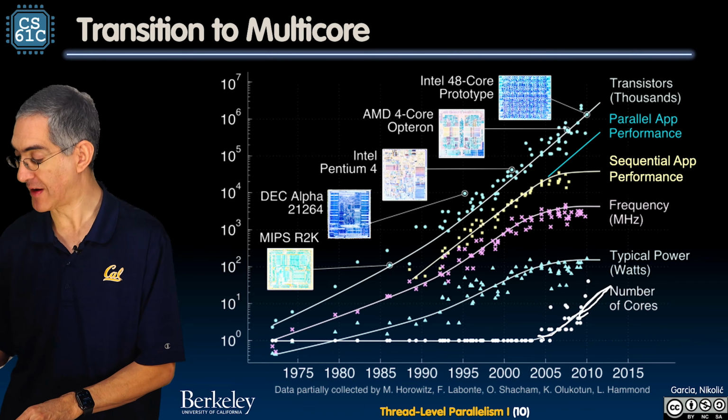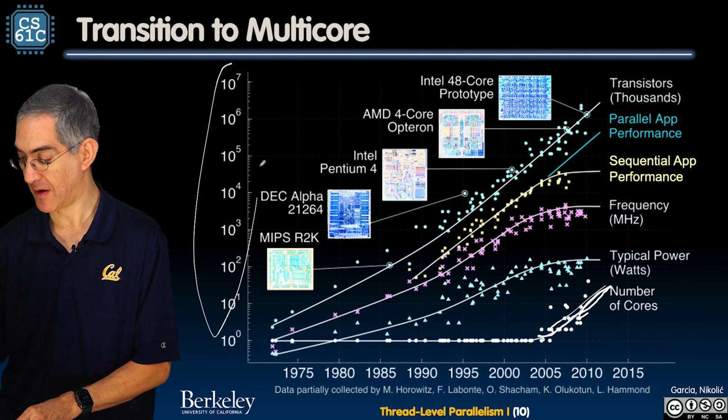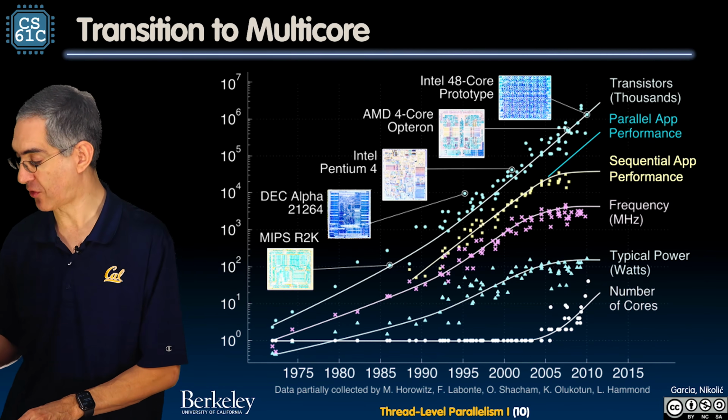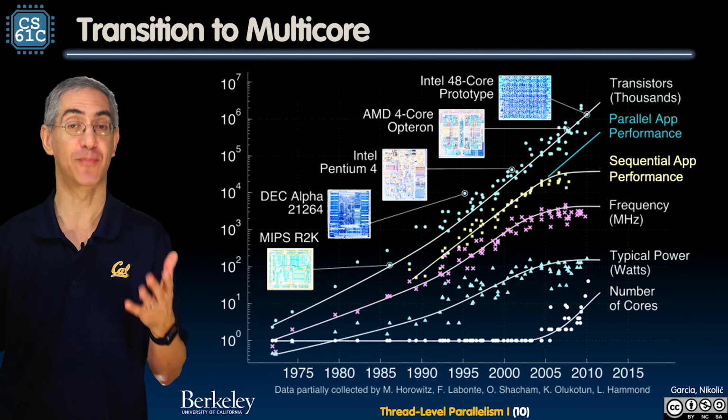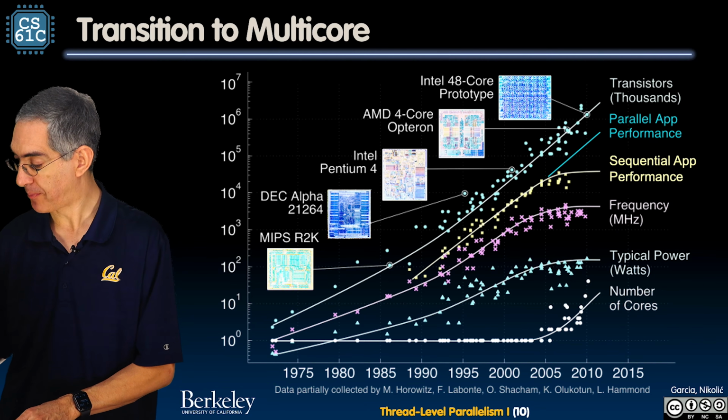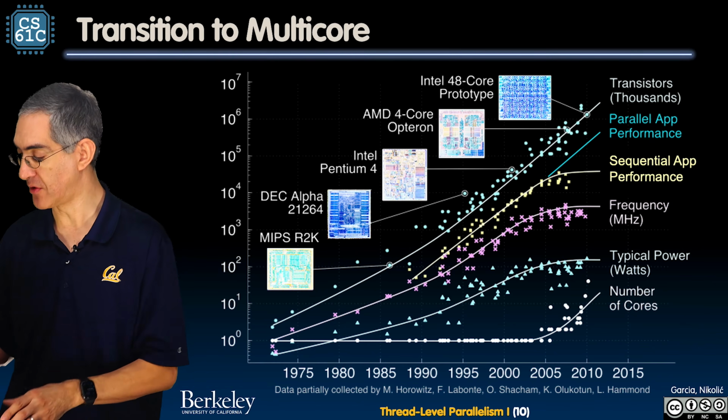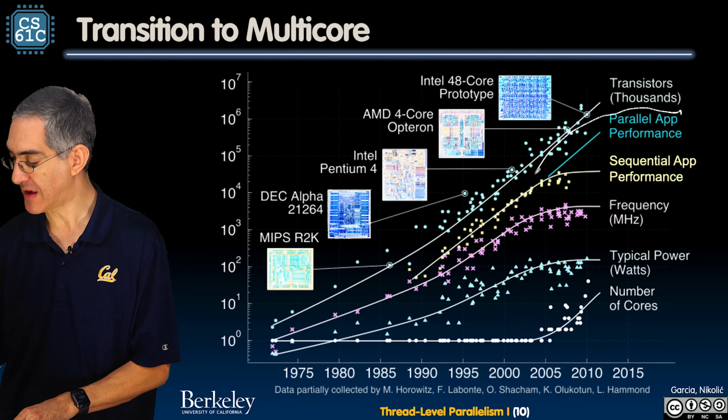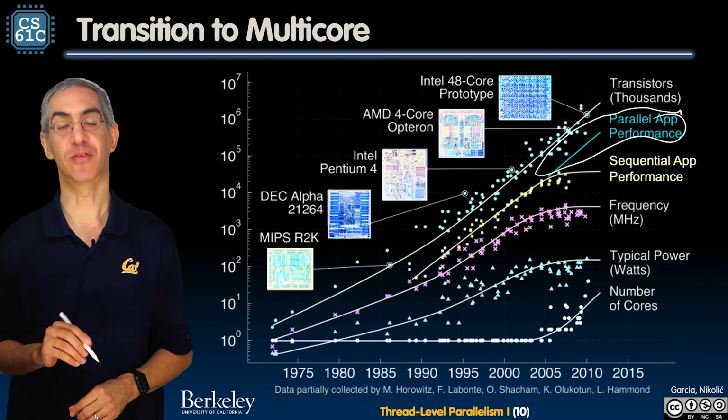This is an exponential curve. A linear line on a linear-log plot is an exponential curve. So all these are straight lines, but they're exponentials. That started to go up and double every number of years. And then all of a sudden you saw, this is the key, the parallel app performance continued to go up.